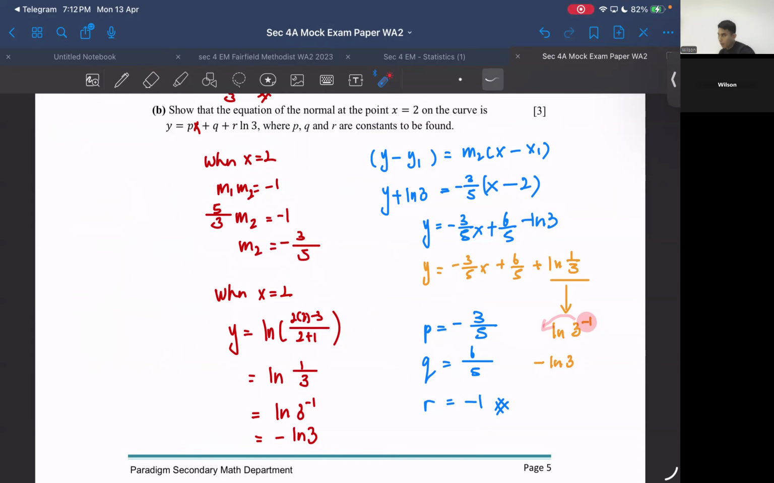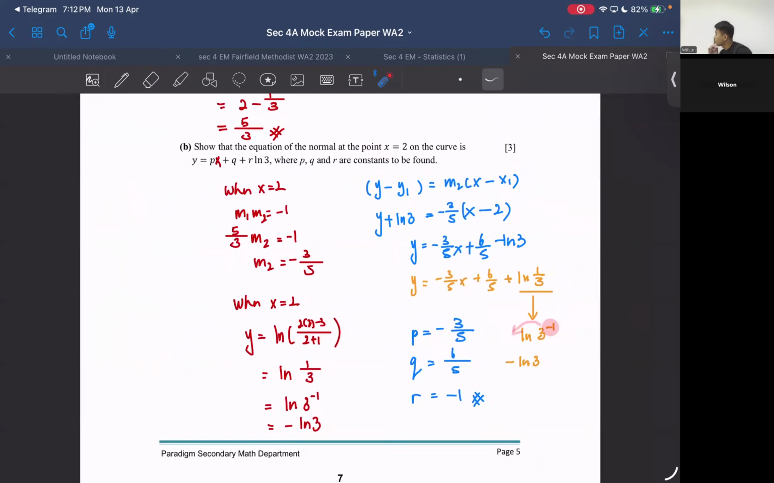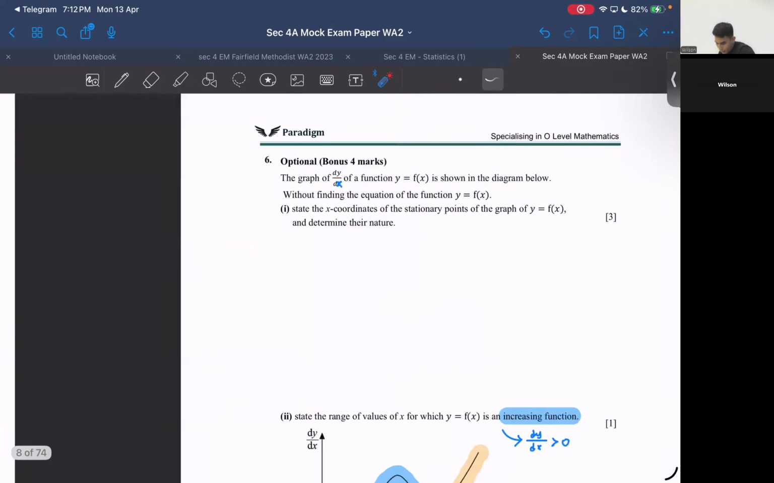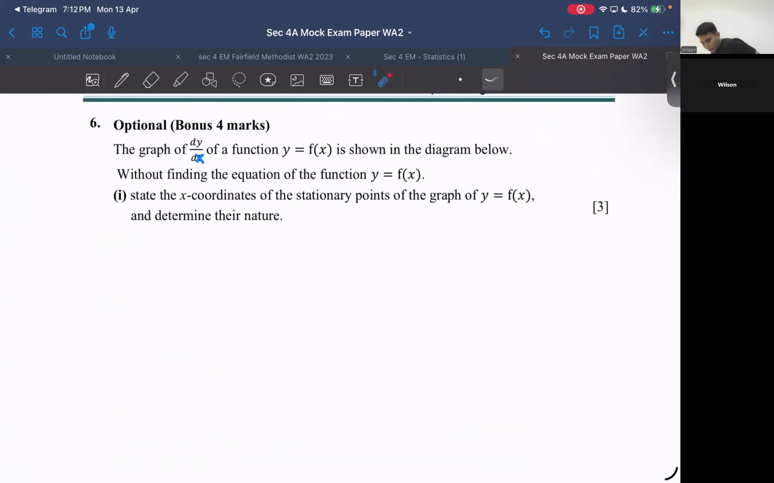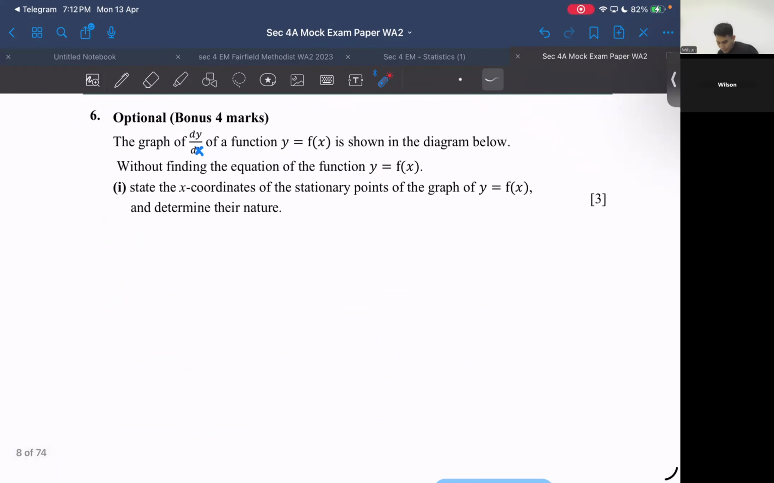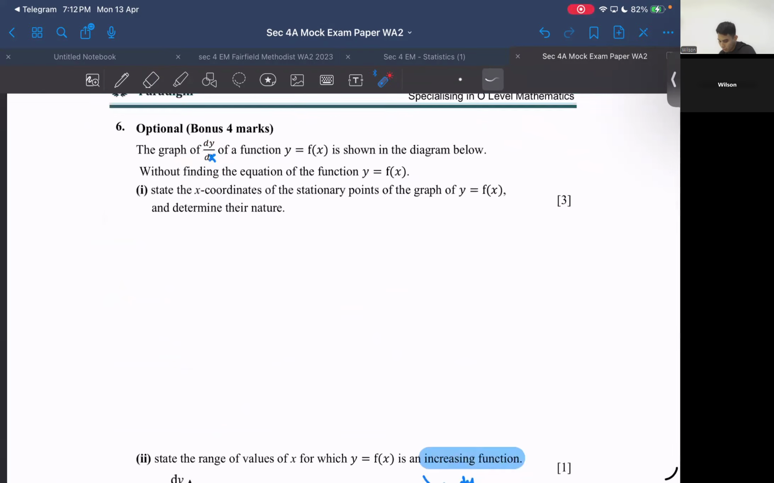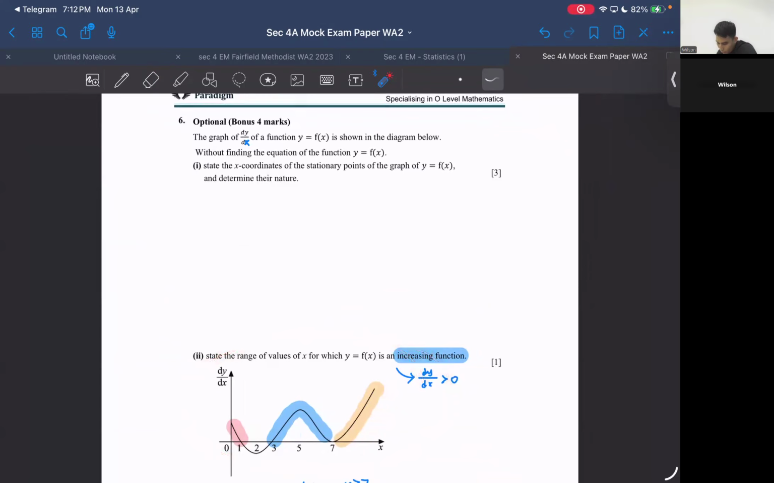Okay, now, for those who have not done it, you all please go and try it. Now over here, this is a bonus question. This is a very, very good question. Let's see whether we manage to get it. Now, the graph of dy over dx, of the function y equals a function of x, is shown in the diagram below. Without finding the equation of the function, state the x coordinates of the stationary points on the graph and determine their nature.